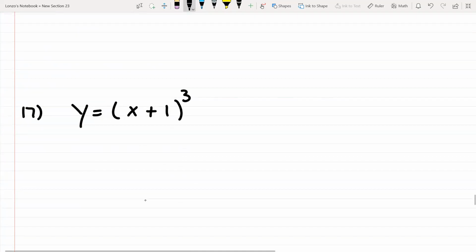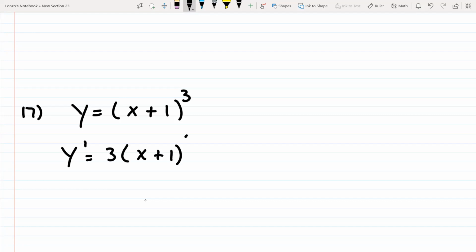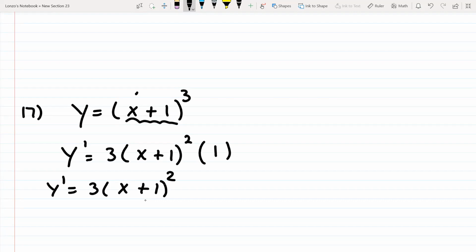And 17, what are we going to do? We're going to do power rule and chain rule. So this is going to be 3 parentheses x plus 1 to the second times the derivative, using chain rule, take the derivative of the inside. So the derivative of x is just 1. The derivative of 1 is 0. So you get 3 times x plus 1 squared. You can leave your answer as this, or you can go further and FOIL it out, collect like terms. But right now, I'm just going to leave it like this.